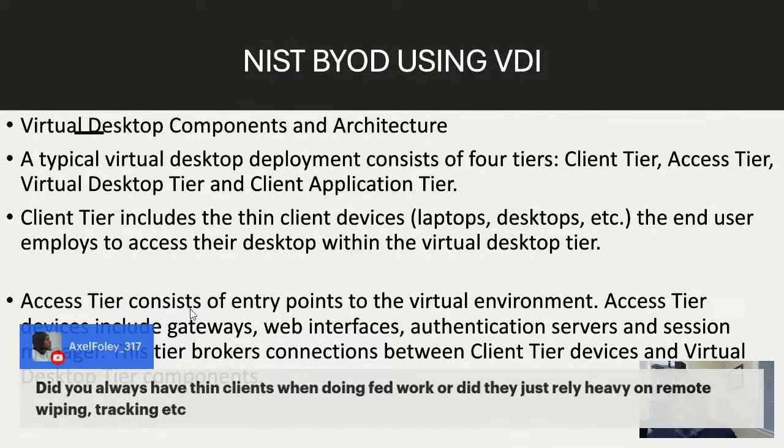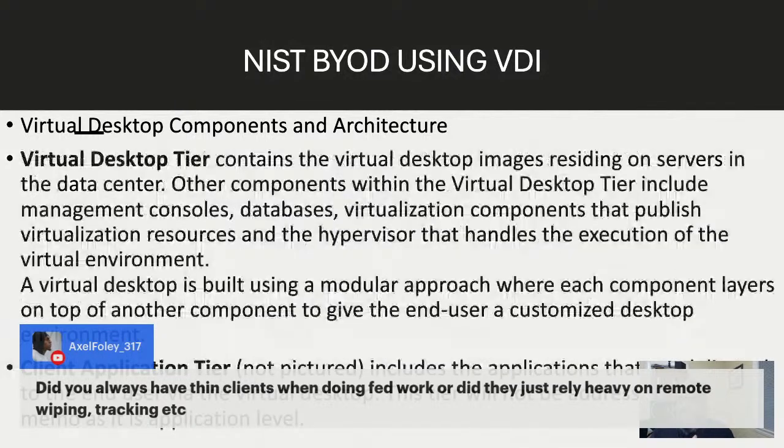The access tier consists of entry points to the virtual environment. The access tier, which we looked at and are going to look at again, includes gateways, web interfaces, authentication servers, and session managers. This tier brokers connections between the client tier and the virtual desktop tier. The virtual desktop tier contains images residing on servers and data centers.